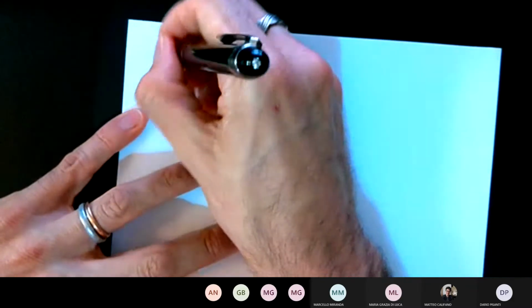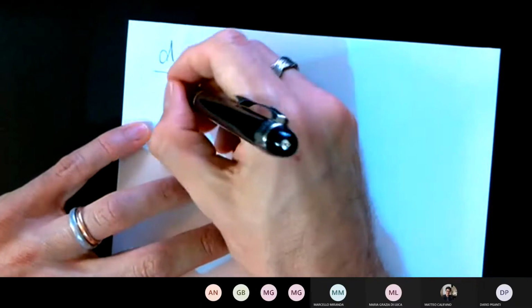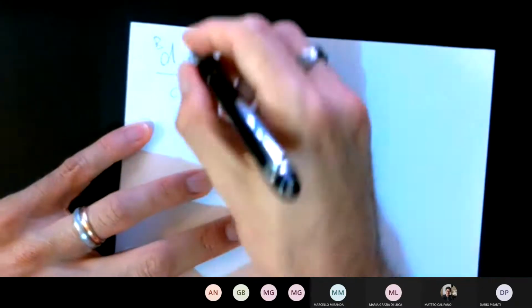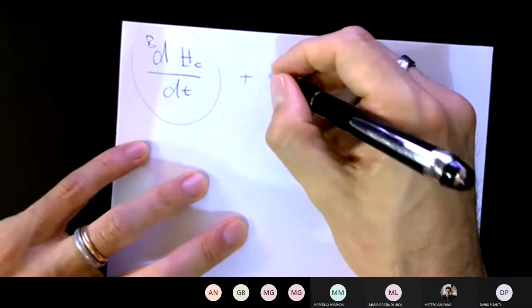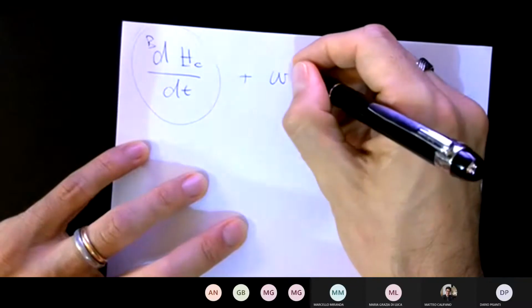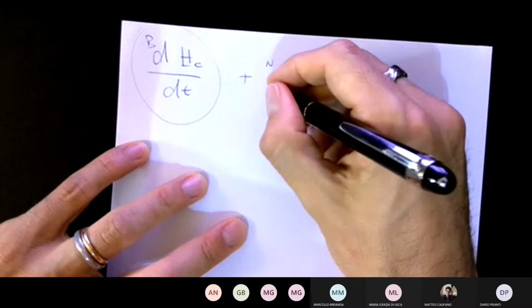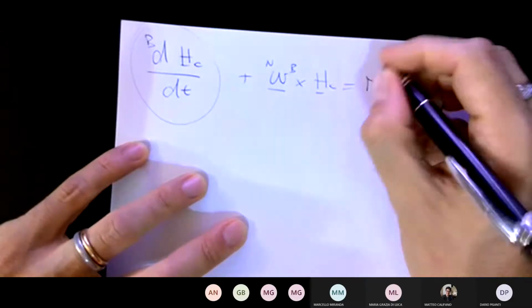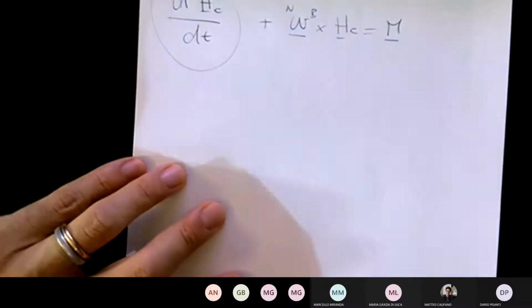So now I'm going to actually write the whole thing. h_c time derivative with respect to the body. This is what we were doing, and I'm going to rewrite it using this expression that I just found, and then I have omega body with respect to the inertial crossing h_c itself, and this is equal to external moments, right? Okay, so now I'm going to put it all together.